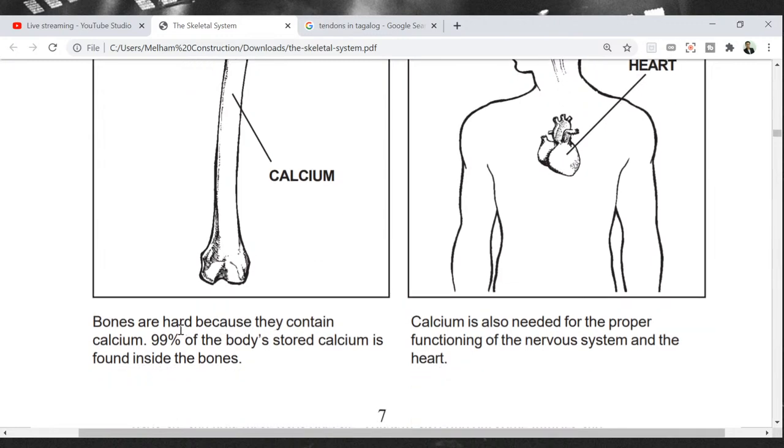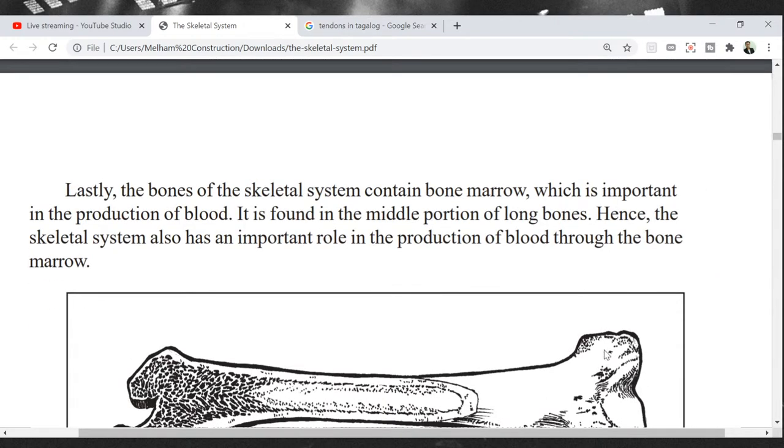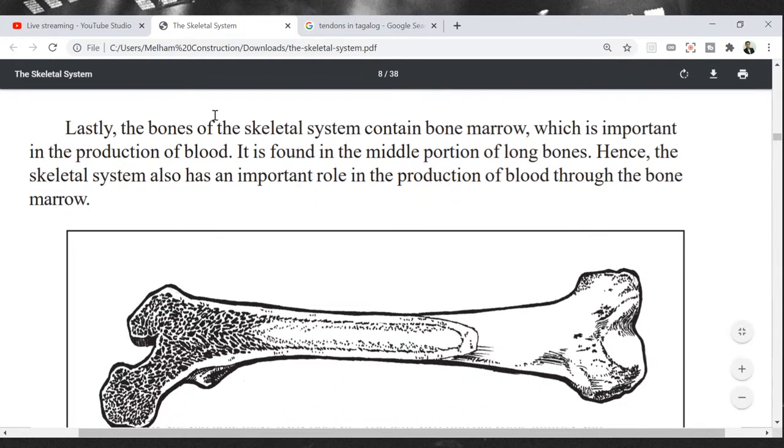Bones are hard because they contain 99% yan, calcium. 99% of the body's stored calcium is found inside the bone, sa loob siya ng bone. Calcium is also needed for proper functioning of the nervous system and the heart. So lastly, milk.